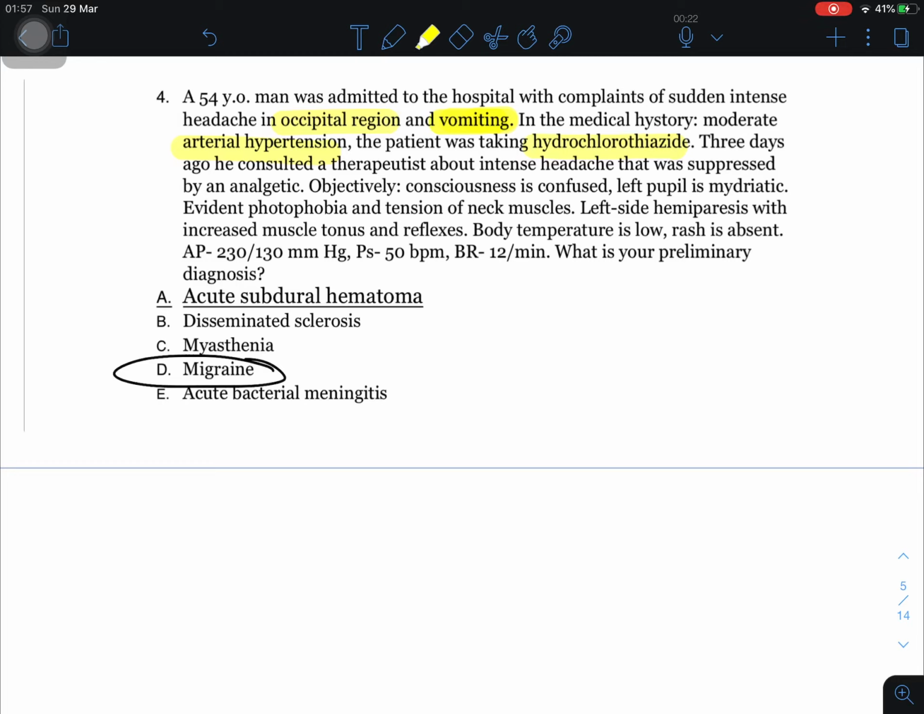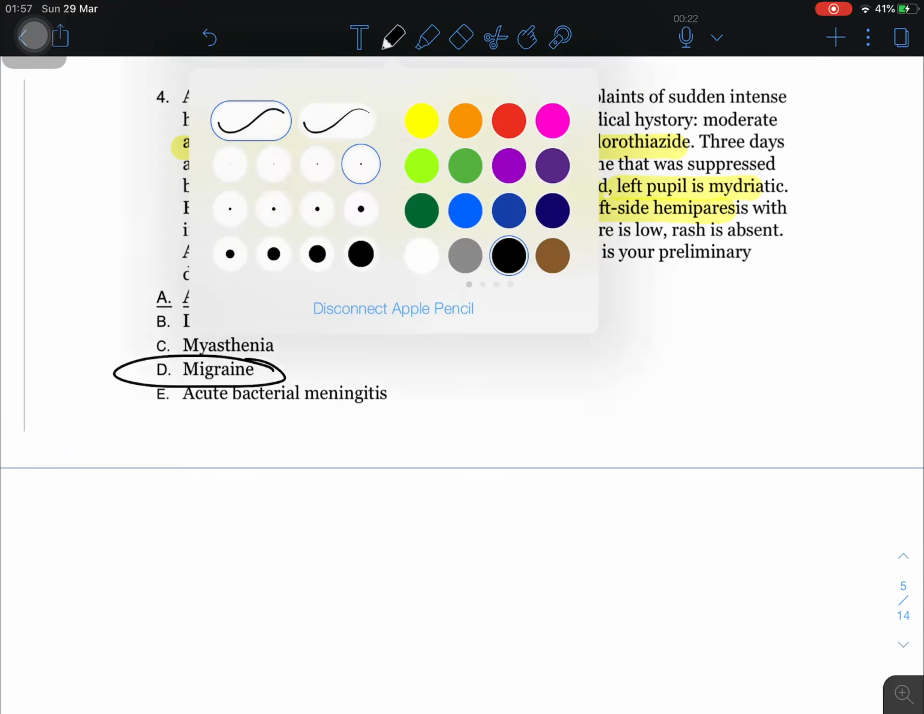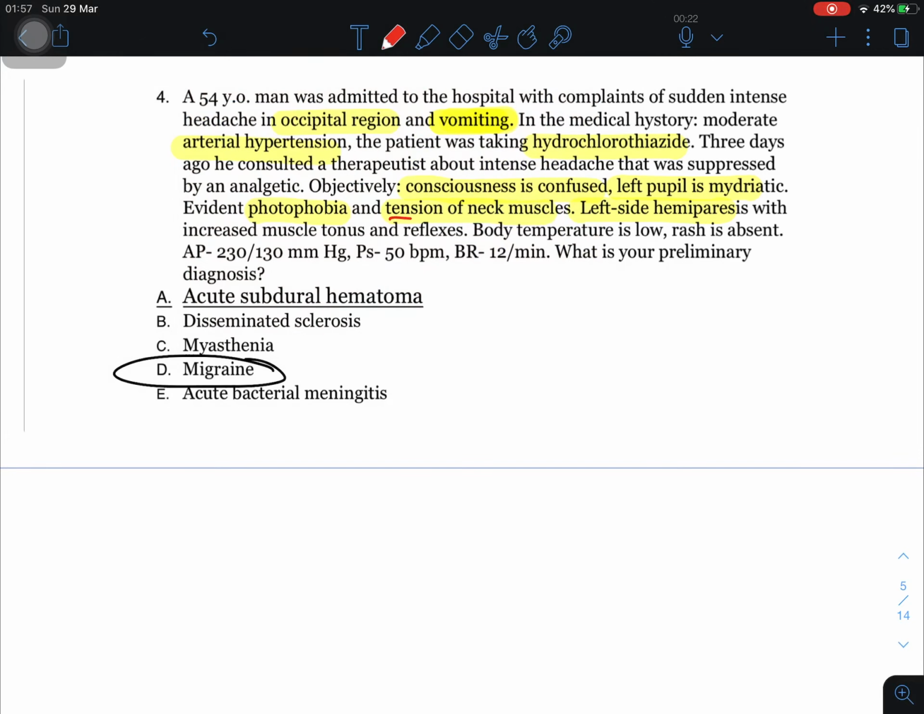And consciousness is confused, left pupil is mydriatic, photophobia, tension of the neck muscles, left side hemiparesis, right? So all these symptoms are there. Now, seeing the tension of neck muscles, photophobia, vomiting, and occipital headache, you might think the patient has bacterial meningitis. But in meningitis you will have fever. Look here, the body temperature is low, no fever.